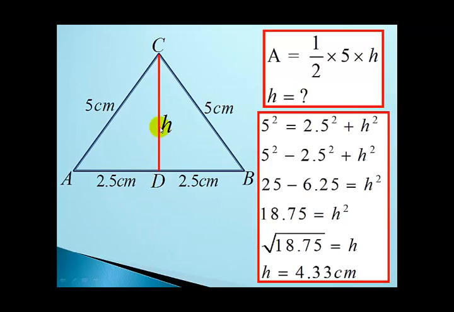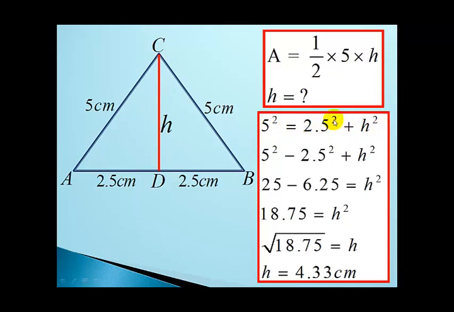Now, how do we find the area of that equilateral triangle? Area is half the base times the height. So half the base, and the base is 5, times the height. So we need to find the height. Now we consider triangle CAD and use Pythagoras theorem, which says that 5 square is equal to 2.5 square plus h square.